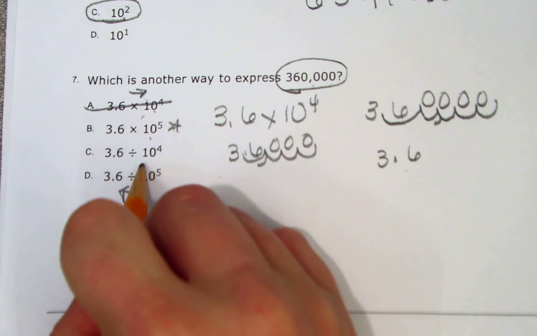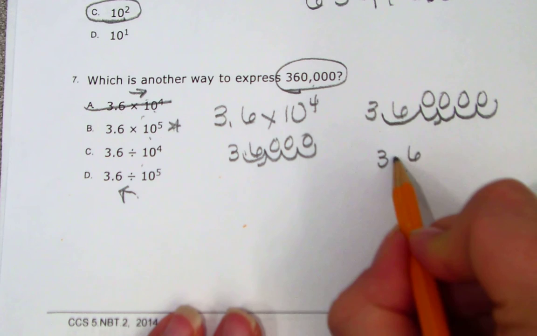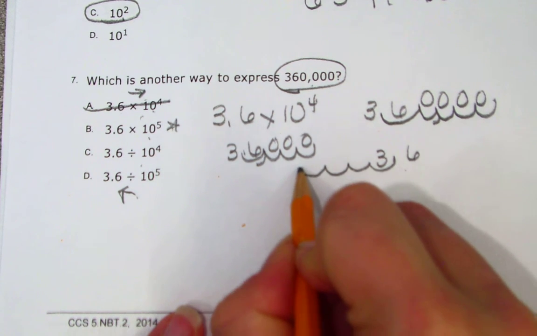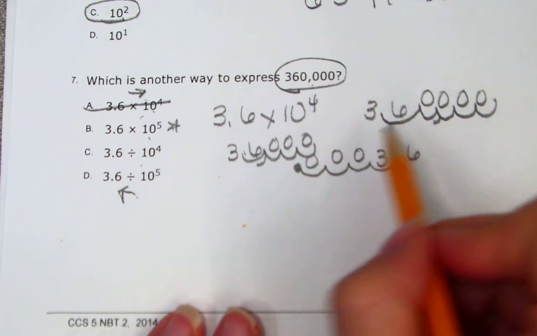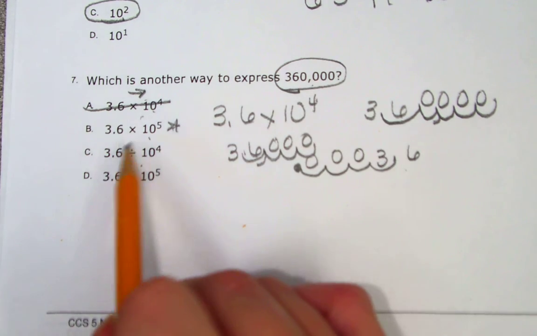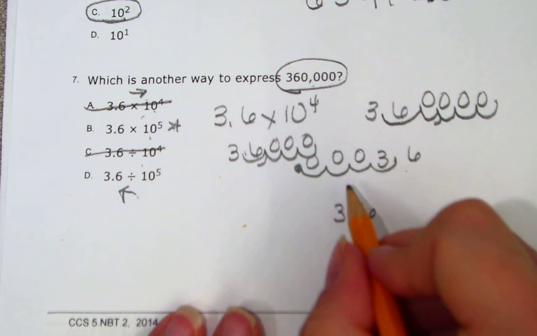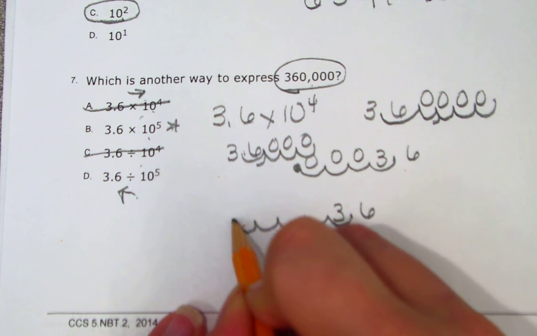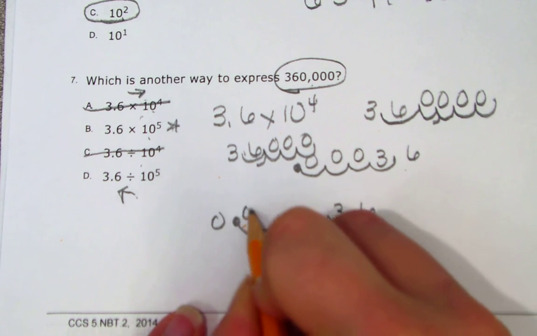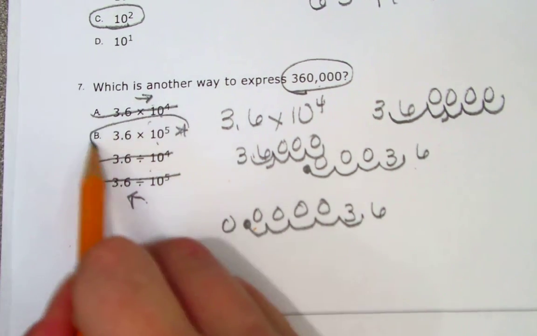3.6 divided by 10 to the fourth. Once again, I'm dividing now, so I'm moving the opposite direction. I'm going to move it 1, 2, 3, 4. Make sure I put my decimal here. That's way too small for that to be the answer, so it can't be the answer. And 3.6 divided by 10 to the fifth. 1, 2, 3, 4, 5. Put my decimal place back in. Another small number, it does not work. So therefore, the answer is B.